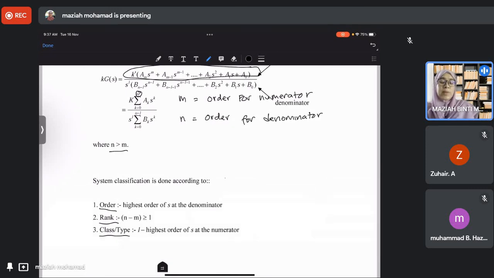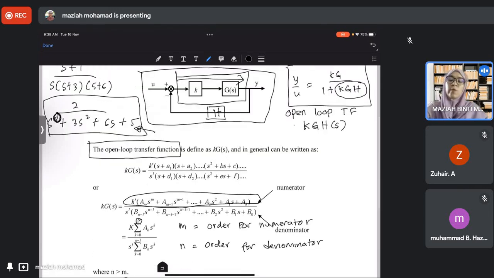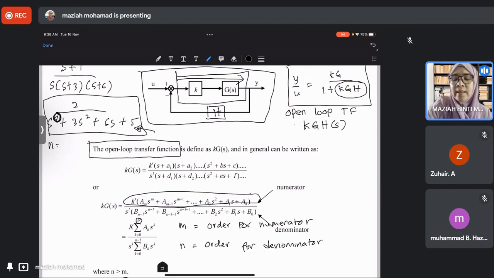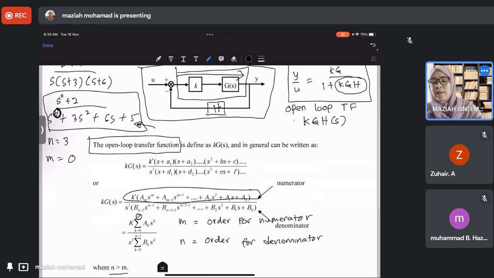The second one is based on rank. Rank is equal to N minus M, where N is the highest order of the denominator and M is the highest order of the numerator. So N minus M gives the rank. For this example, N is 3 and M is 0, because here we have S to the power 0 plus 2. So M is 0.